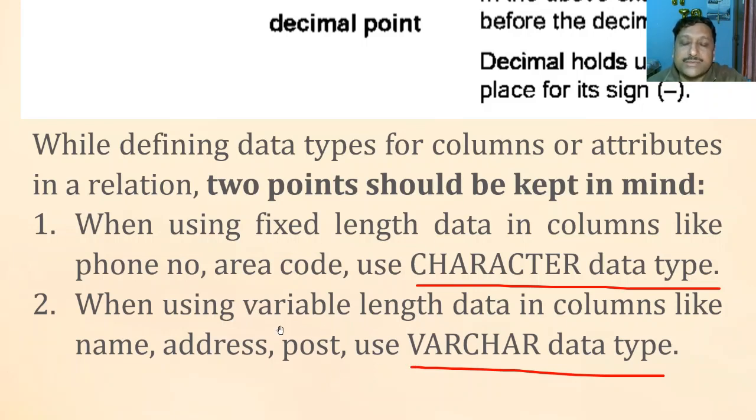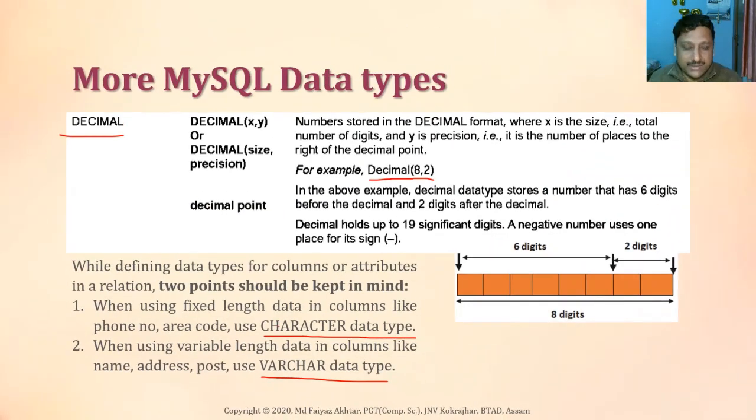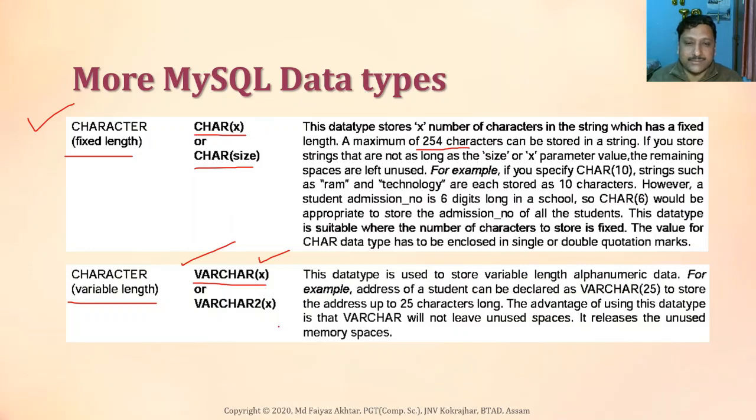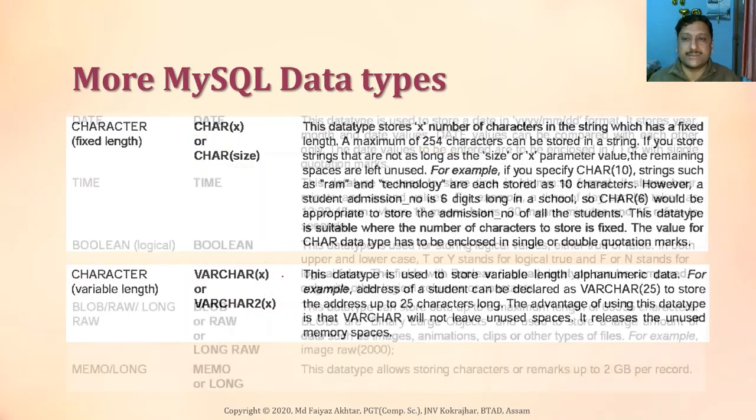And if we are using some name or address, which are variable length, meaning some persons have a name up to 10 alphabets, or some have 20 alphabets also, so variation is there. Wherever there is variation, we should use varchar data type. In both char and varchar we have to give size, how much space we need. Size is to be given.